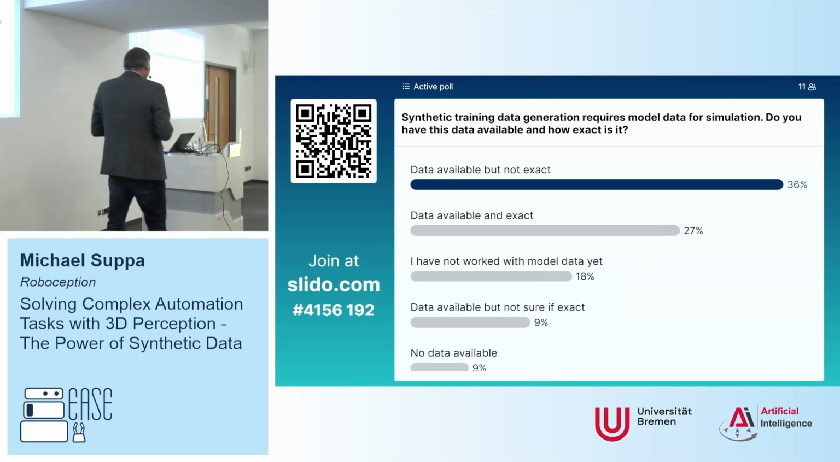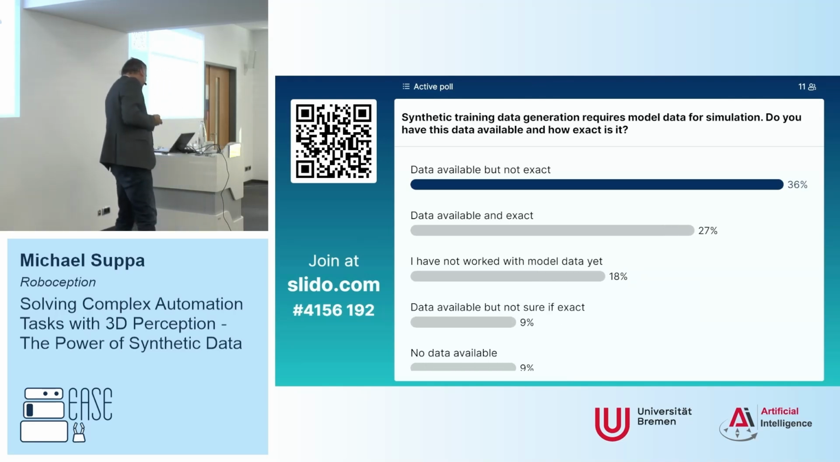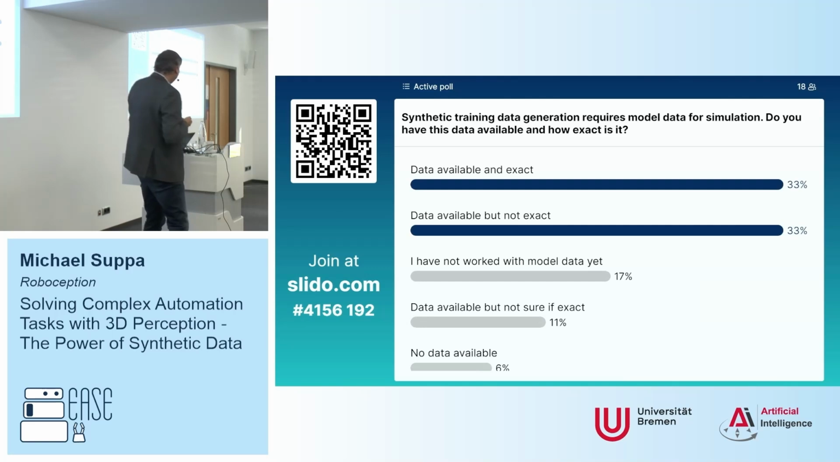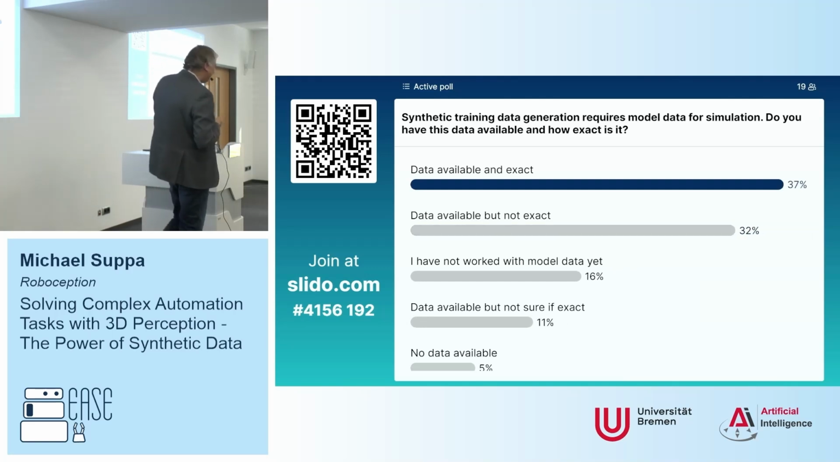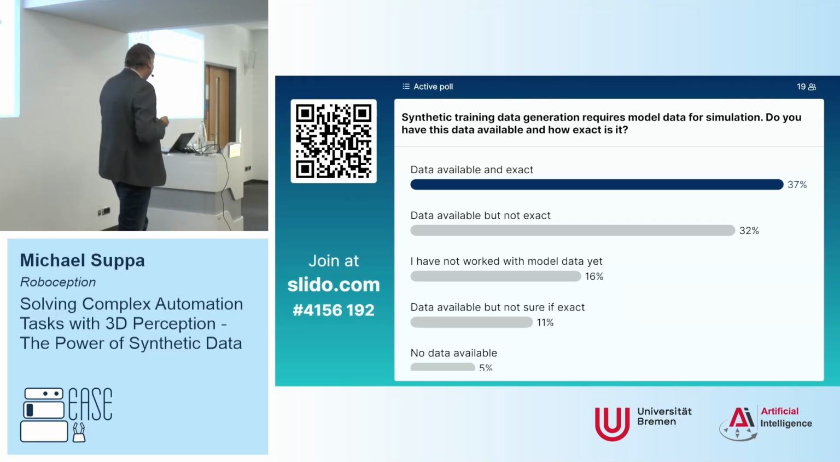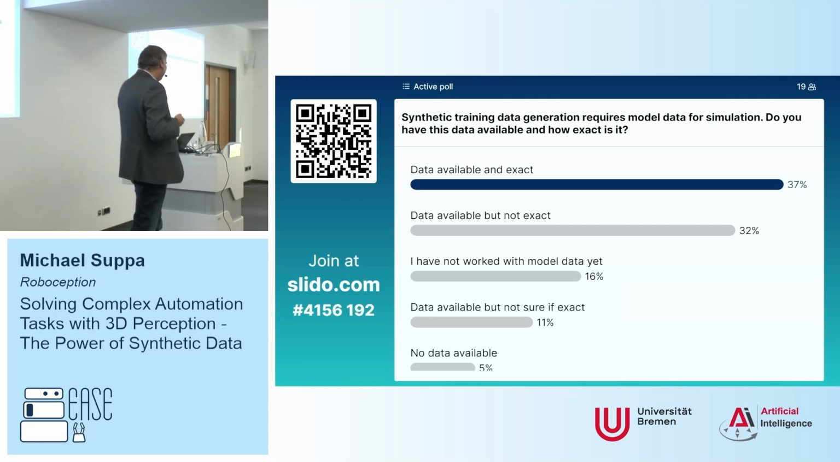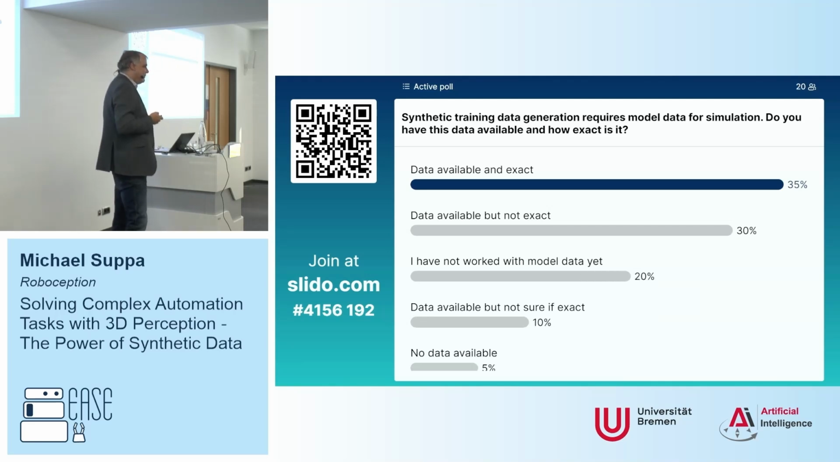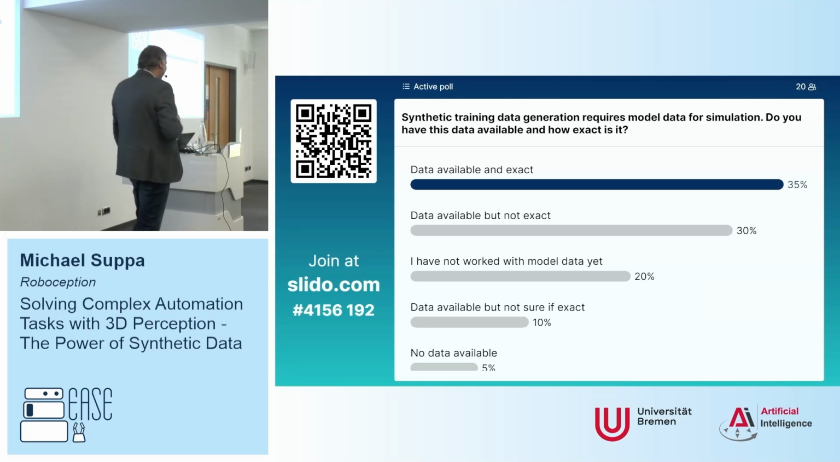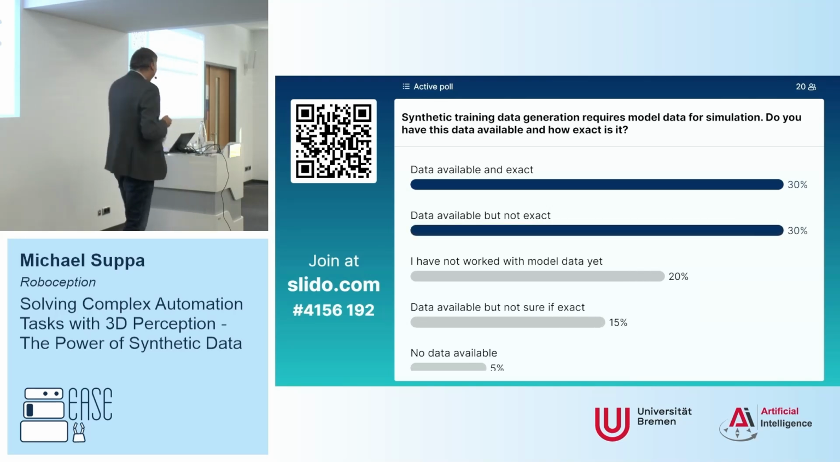Okay. So there's a majority of data available but not exact. Kind of. Okay, good. So most of you have data, and it's a small difference between exact or not exact. One question to that: do you know what is not exact in them? Because that was hard for Slido to do. So you know the problems in the data?